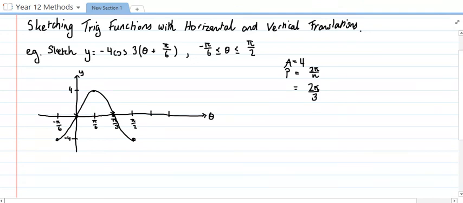Anyway, we'll leave that one there and pick up with the next example.